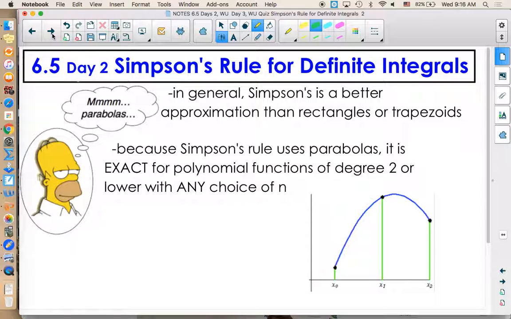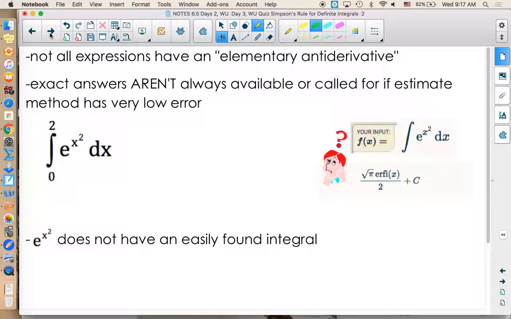Because Simpson's rule uses parabolas, it's exact if we are using this to find the integral of a polynomial function of degree 2 or lower. So if we tried this on a parabolic function, an x squared function, or a linear function, it is going to give us the exact value. Any choice of how many subintervals, if it's a polynomial of that degree, it's going to give us the exact value. N needs to be even because it's fitting over a pair of our subregions. So let's try a little practice.